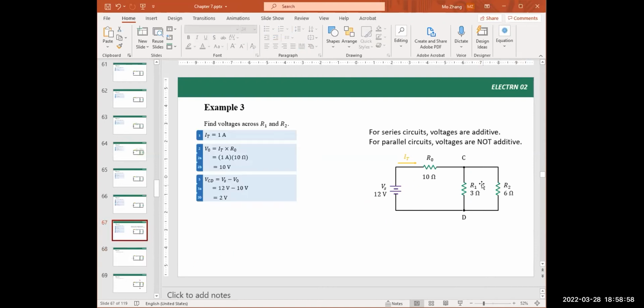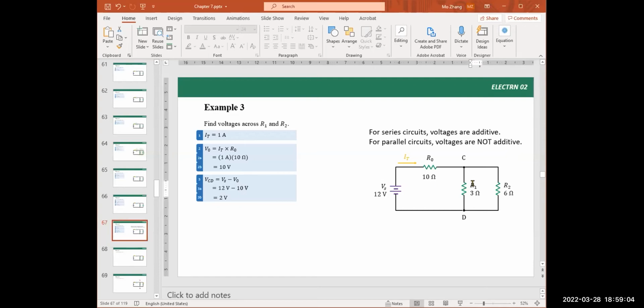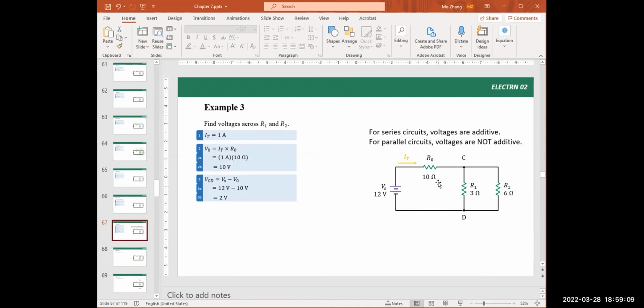Okay, if there's no question here, at the end of example 3, we calculated the voltage across R1 and R2. Each one is 2 volt. Maybe a better word here is R1 experiences 2 volt. That's 2 volt from node C to D. R2 also experiences 2 volt from C to D. They don't take 2 volt, they experience it, because both branches are connected between C and D. Each branch experiences the same amount of voltage as the other branches experience.